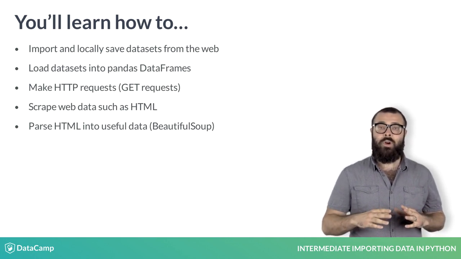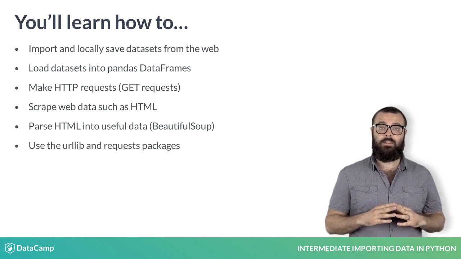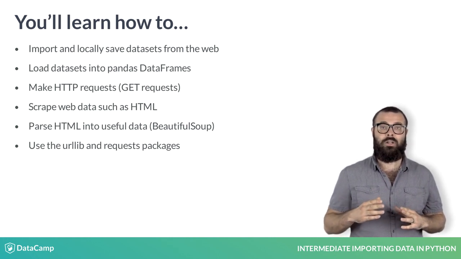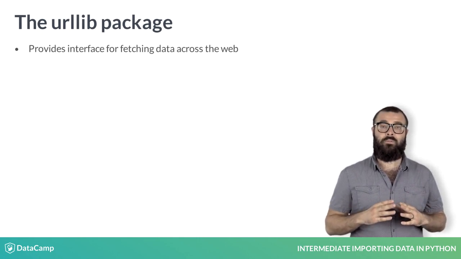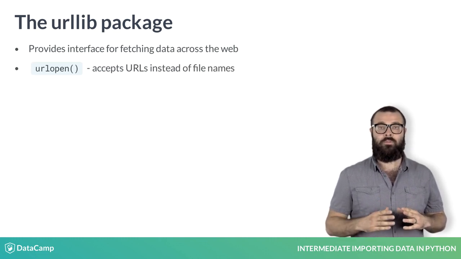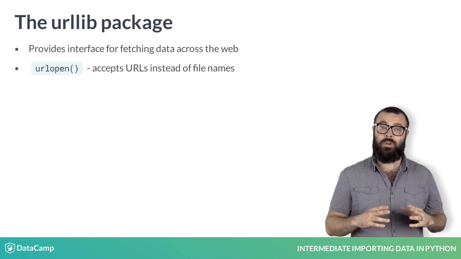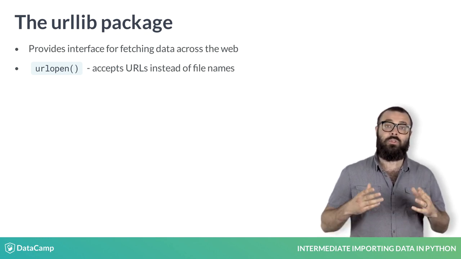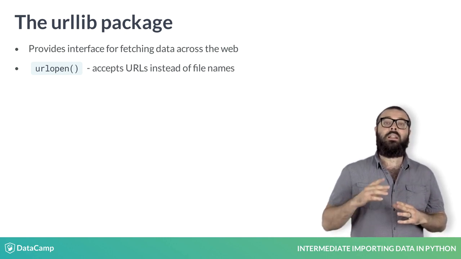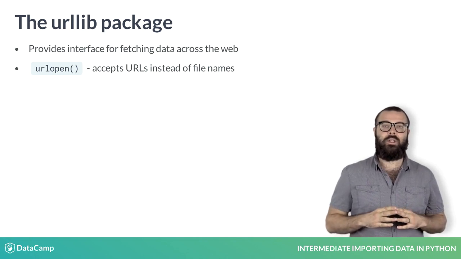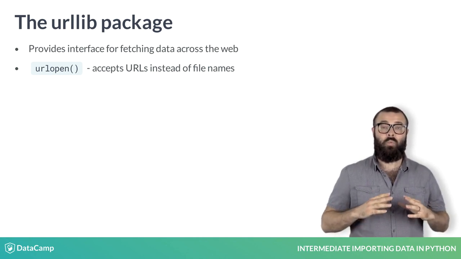Now, there are a number of great packages to help us import web data. Herein, you'll become familiar with the urllib and request packages. We'll first check out urllib. This module provides a high-level interface for fetching data across the World Wide Web. In particular, the urlopen function is similar to the built-in function open, but accepts universal resource locators, URLs, instead of file names.